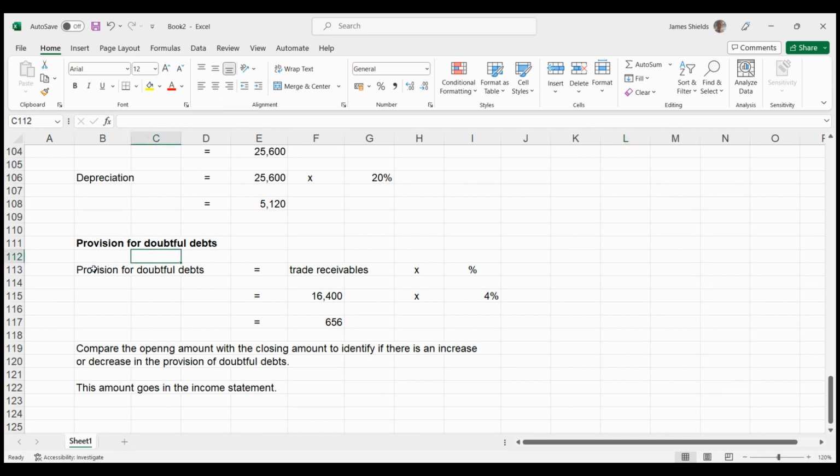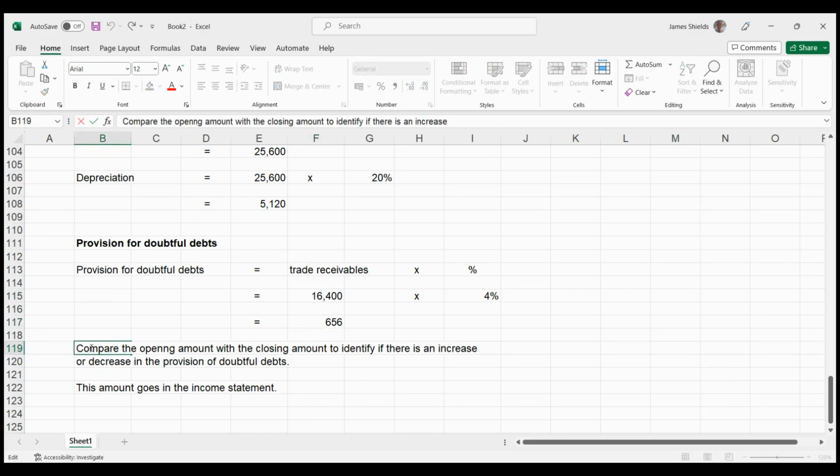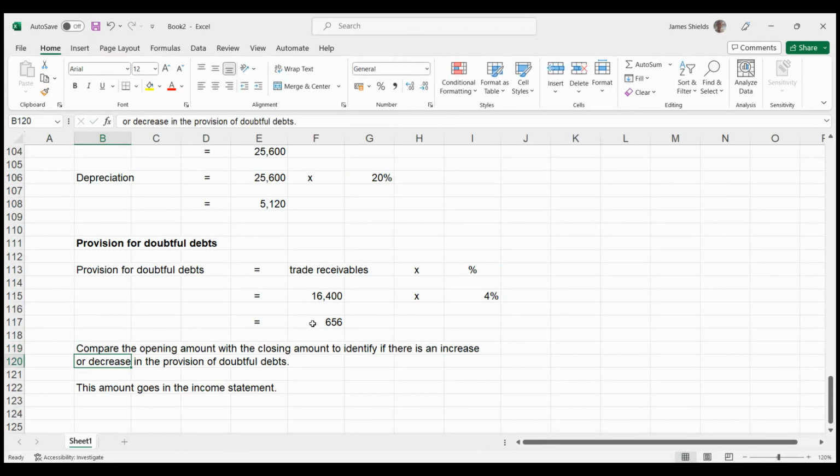There you go. Provision for doubtful debts is trade receivables times percentage. Trade receivables was 16,400. The percentage was 4%, and 16,400 times 4% gives us £656. So that's the provision at the end of the year. Now I'm going to go back to the account now. So that's going to be my balance carried down at the end of the year. So let's go back to the T account now.